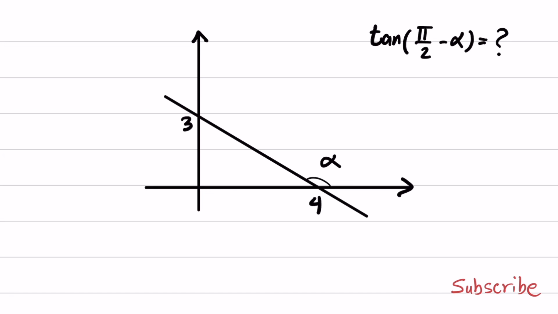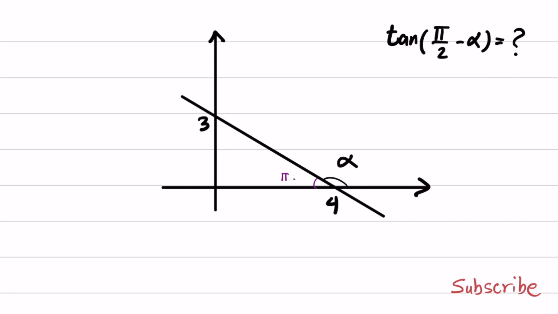Let's start the solution. I'm going to solve this question in two different ways. One is a longer format and the other one is a shorter solution. Let's see the first solution. The angle that we have here is pi minus alpha. Next, we simplify this term.